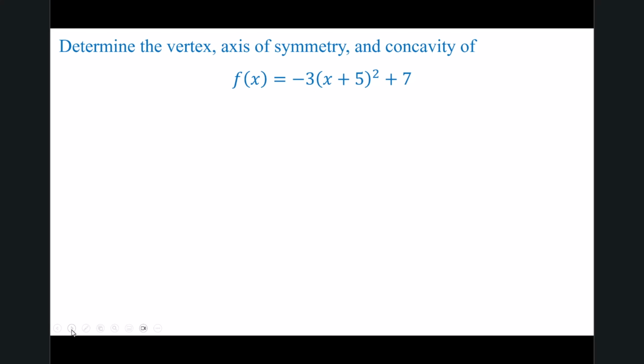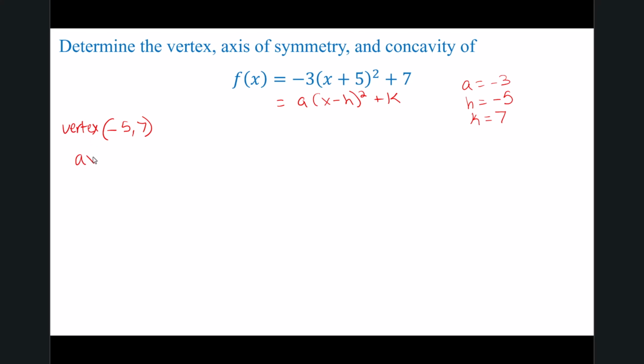Let's determine the vertex, axis of symmetry, and concavity of f of x equals negative 3 times x plus 5 squared plus 7. This function is in the form a times x minus h squared plus k, where a is negative 3, h is negative 5. Notice the x minus a negative 5 gives us the x plus 5, and k is 7. So our vertex is h, k, negative 5, 7.